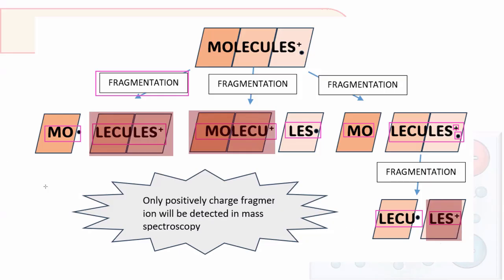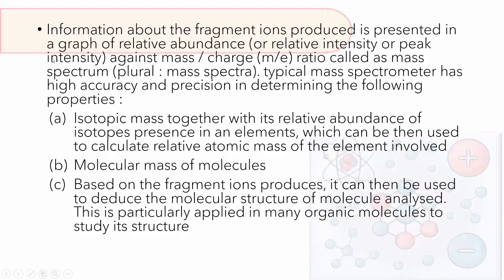All right, showing to you in here is some of the compartment of the mass spectrometer. Information about the fragment ions produced is presented in a graph of relative abundance against mass over charge ratio, which is also known as a mass spectrum. In the plural form, we call it mass spectra.